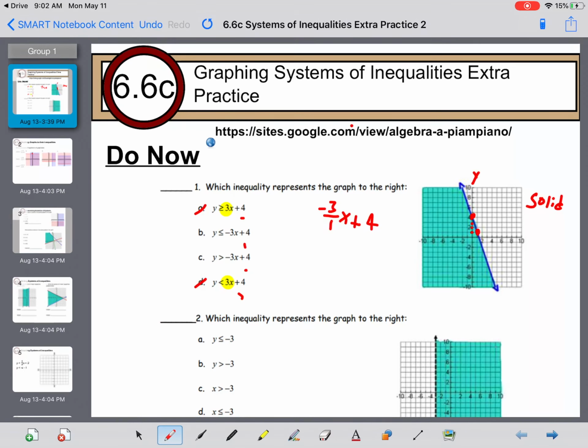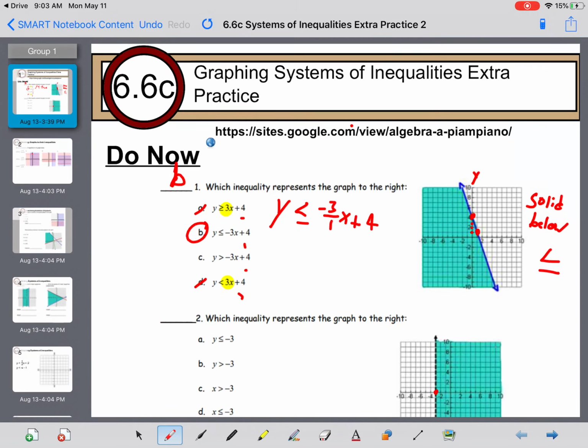No good. Now, I see a solid line and shading below. Solid line shading below means less than or equal to. So y must be less than or equal to negative 3x plus 4, choice B.